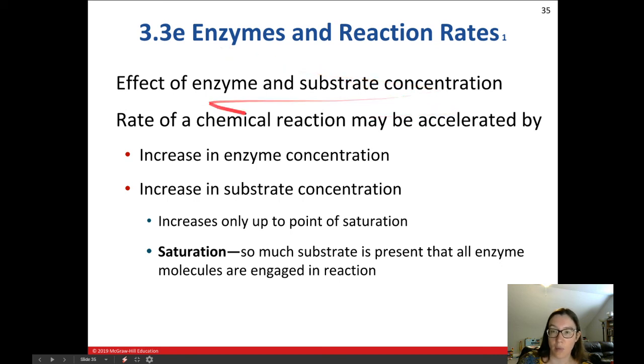So the rate of the chemical reaction is going to be accelerated by a couple of things. We can make the chemical reaction faster by increasing the enzyme concentration. So we need to add more enzymes. If we add more enzymes, that's going to make the reaction happen faster because we have more enzymes that are ready to catalyze that reaction.